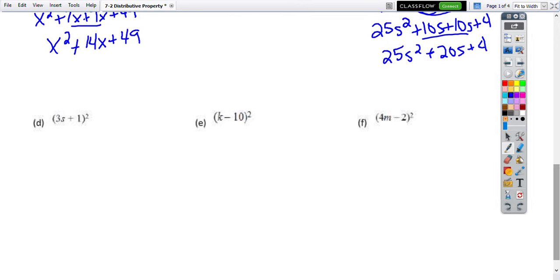All right? So all those are pretty much the same thing. I'll let you kind of take a look at those and try to finish them up if you need to.